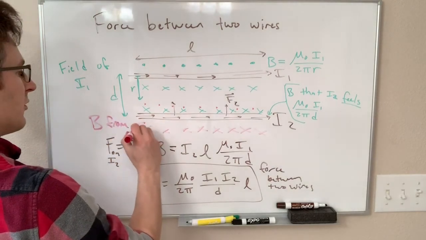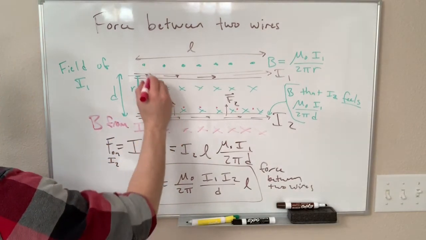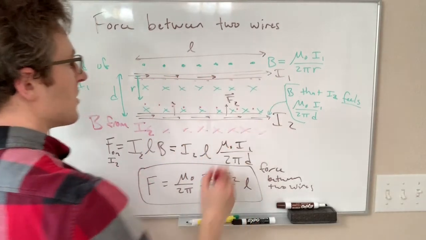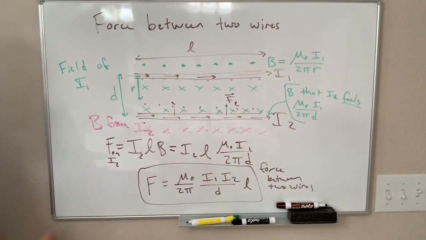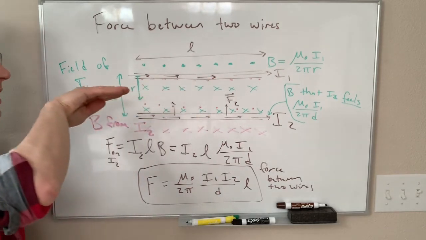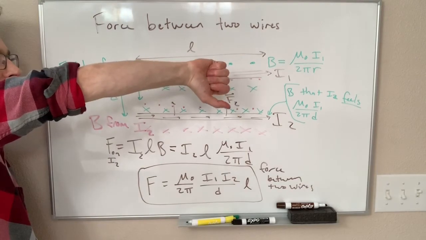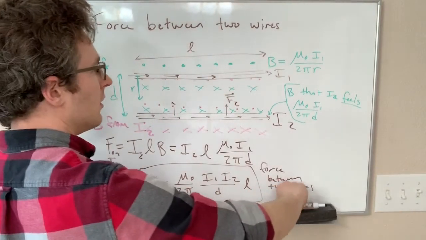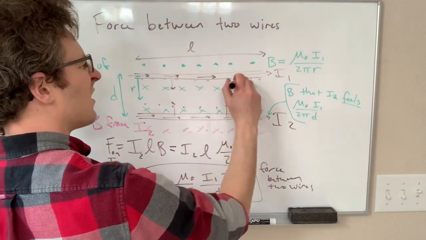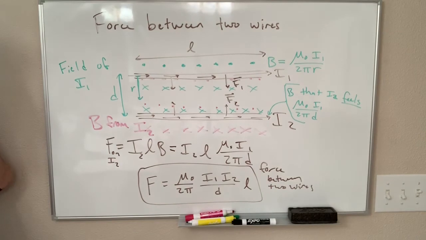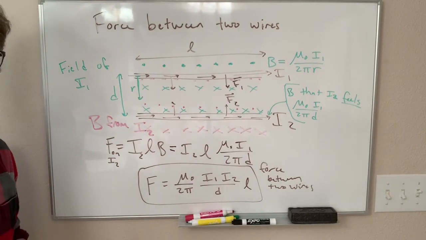So that's the magnetic field from I2. Up here at the location of I1, that field is also into the board. So we have IL cross B for current 1. That's going to give us a force that is downward. So the force on current 1 is downward. For these parallel currents, our two wires are attracted to each other.